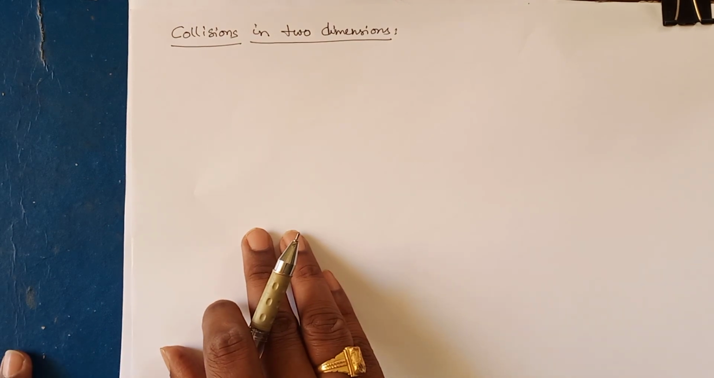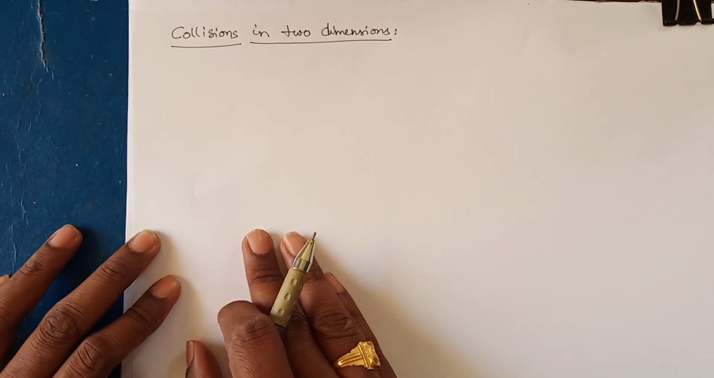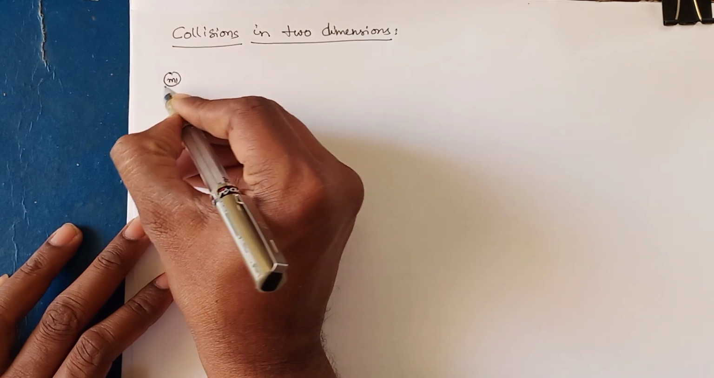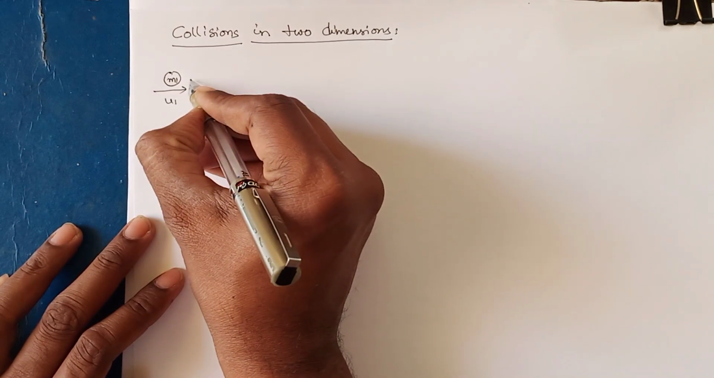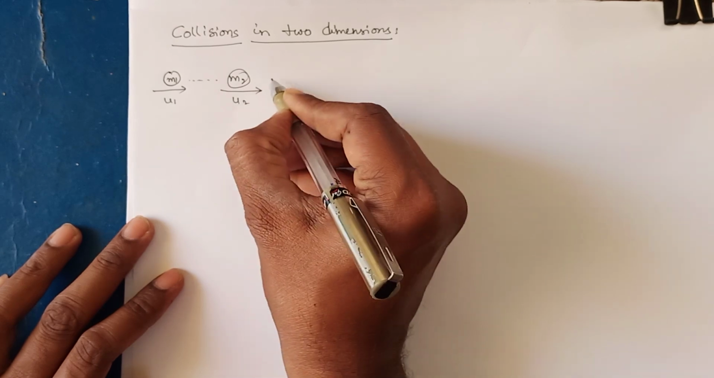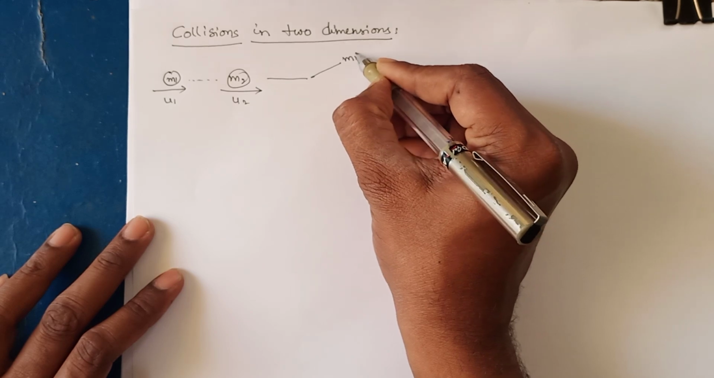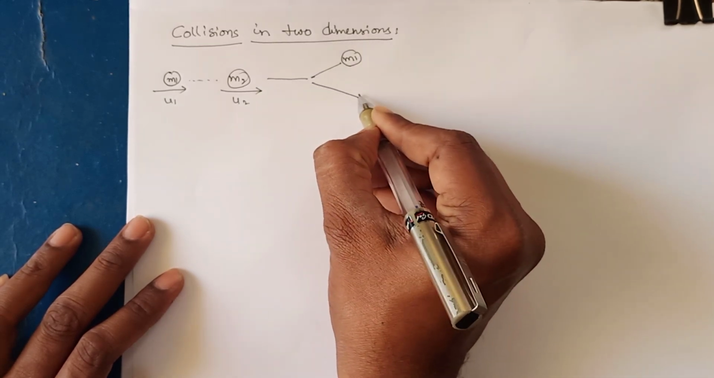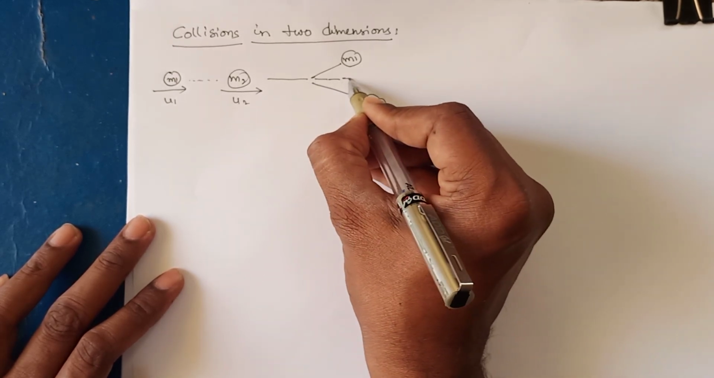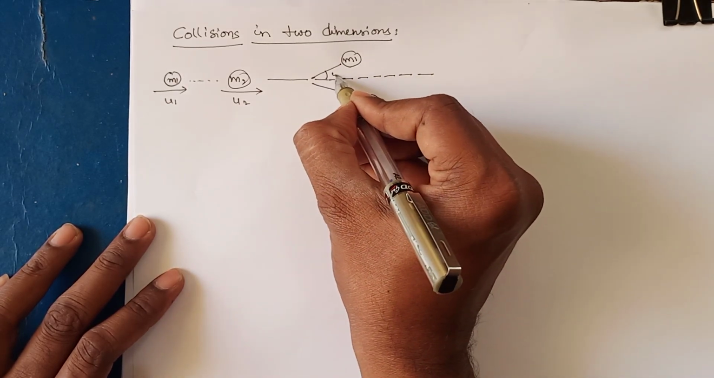Now consider collision in 2 dimensions. How to solve such a problem? Let's say m1 moves with velocity u1 and m2 is moving with velocity u2. After collision, imagine that m1 is flying off like this and m2 is flying off this way. This is what you naturally observe in accidents after a crash, where bodies cannot move in a straight line. This is the realistic situation.